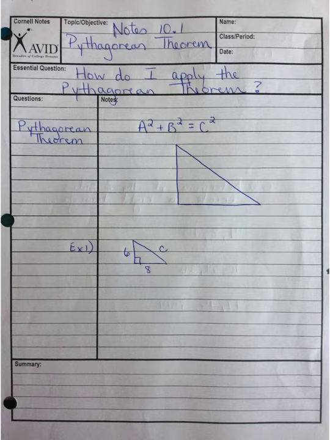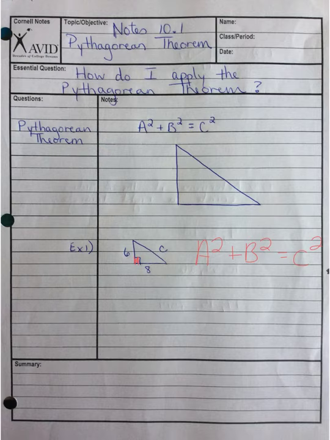So here on slide 2, we can see that with example 1, we have 6 and 8, and we have to find the C. So we're using our Pythagorean theorem. There's a right angle that's been identified right there. So we have a squared plus b squared is going to equal c squared. And we want to find just plain old c. So we're going to plug in.